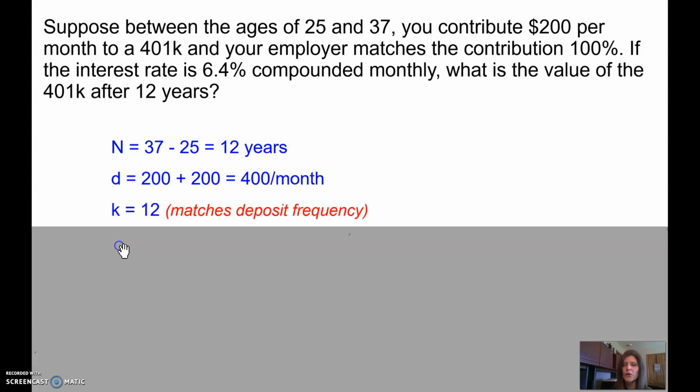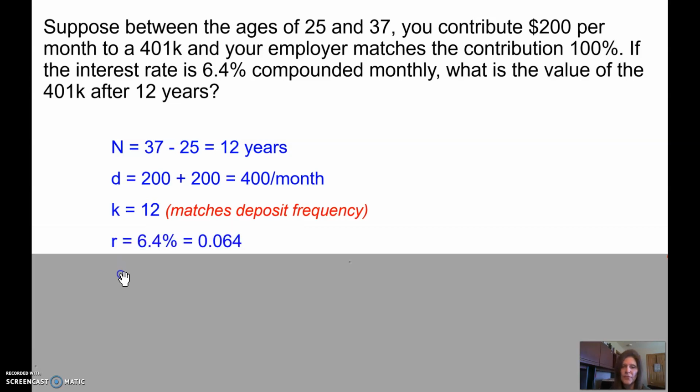What else do we need to know? We need to know K, the frequency of compounding. Well, it says compounded monthly. We're depositing monthly. That should always match. And the last thing is our rate. R is 6.4%. Move the decimal twice, and you get 0.064 for the rate.